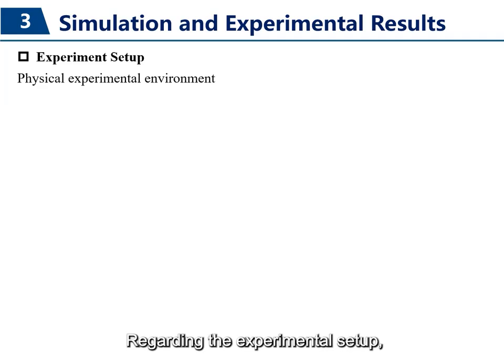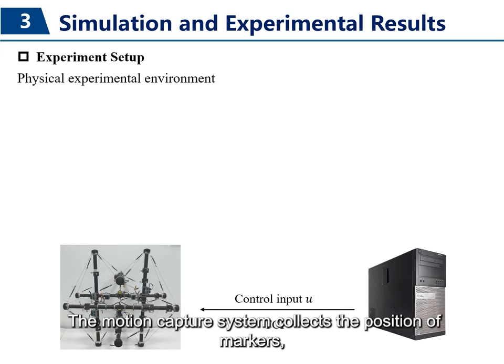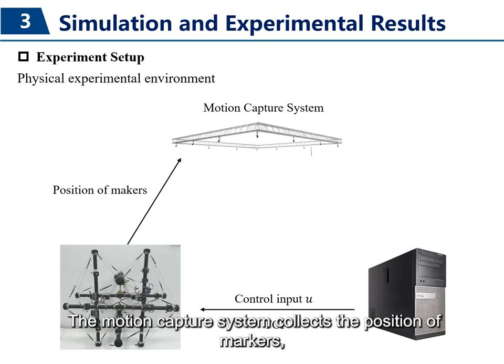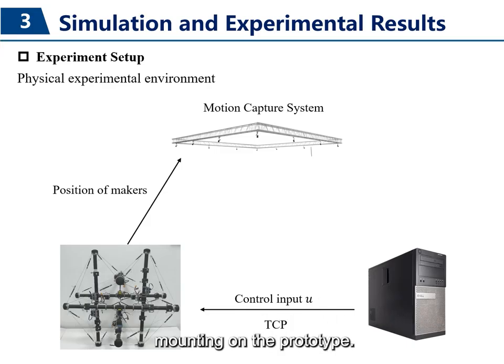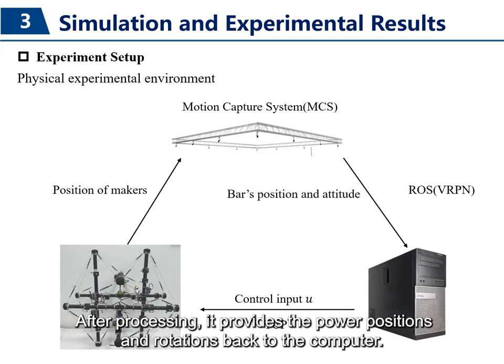Regarding the experimental setup, the physical experimental environment includes a computer that sends control commands to the prototype. A motion capture system collects the position of markers mounted on the prototype, and after processing, it provides the bar positions and orientations back to the computer.